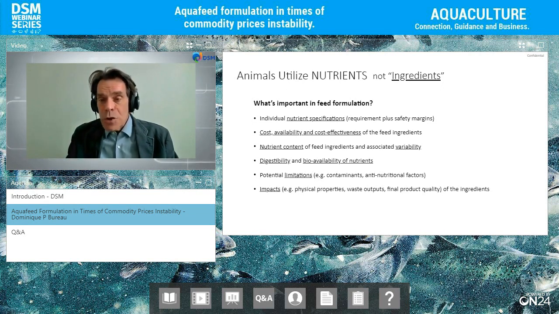Now, if the nutrients are not digestible, and I'll get to this later on, and not bioavailable, this is of no value to the animal. So you can have a high level of lysine, but if that lysine is not available, it's of no use to the animal.